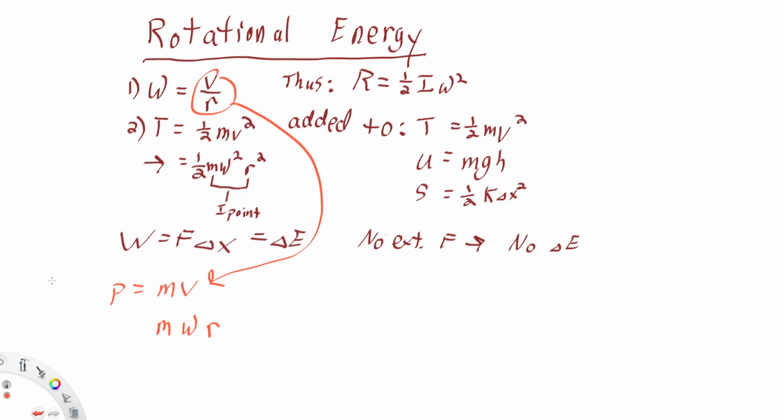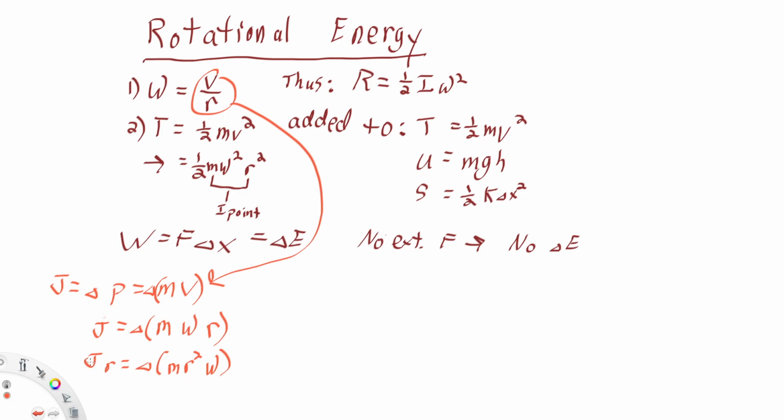So right now we still have, like, this is still exactly the impulse momentum theorem from chapter 8. If we multiply each side by another r, well, there's that mr squared going on again.